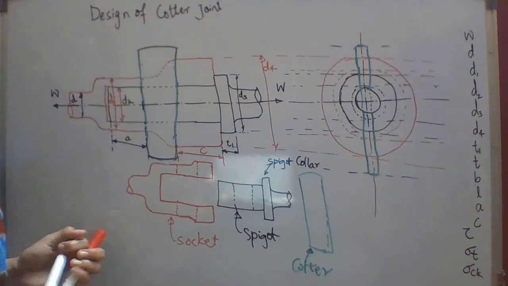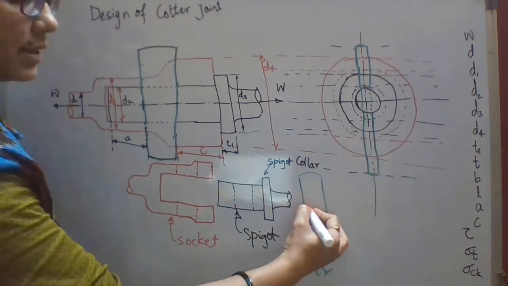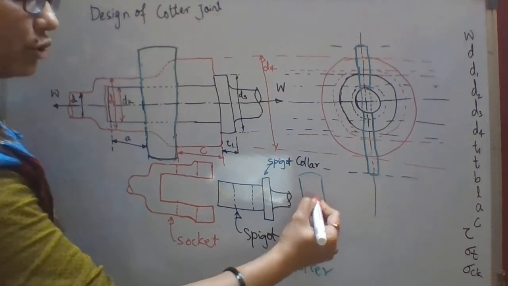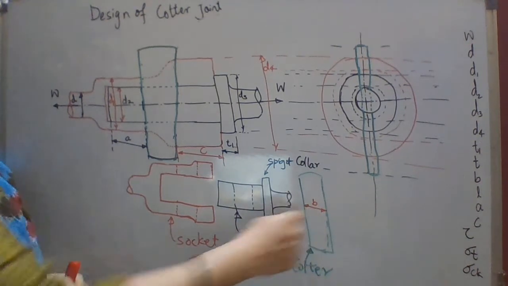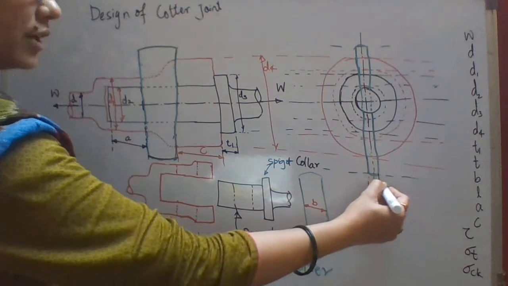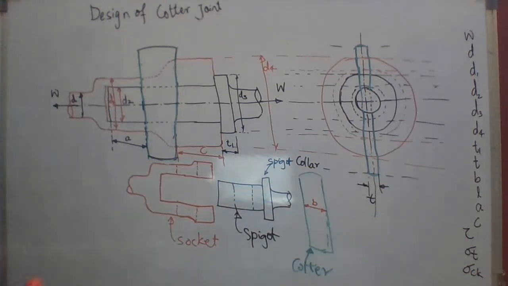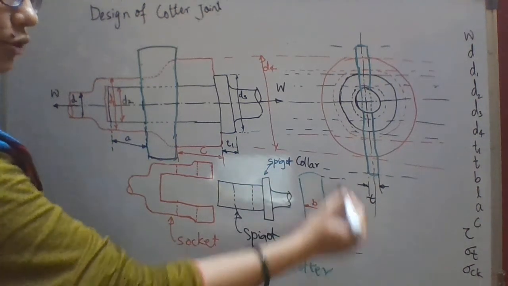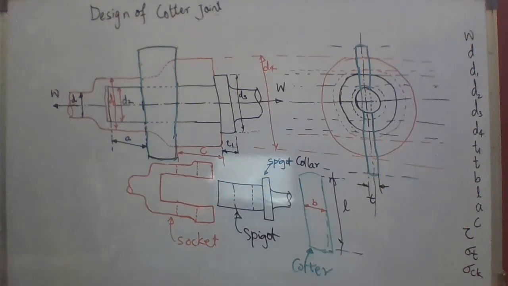Now we'll see these t, b and l. These are the three dimensions of the cotter. So what is b? b is the width of the cotter. Small letter t is the thickness of the cotter. You can see the thickness of the cotter in the side view. And l is the length of the cotter. So I have covered all the alphabets related to the dimensions.